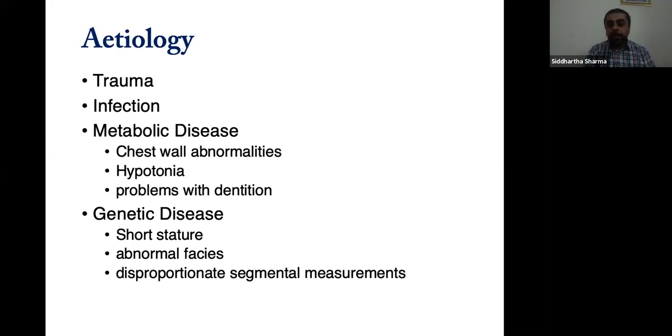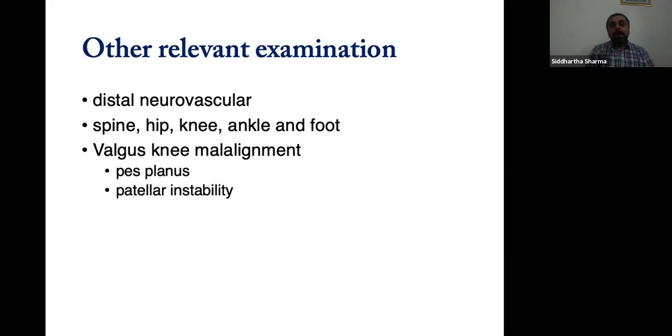So again, remember in your general physical examination to look for short stature, abnormal facies. Remember to have segmental length measurements, especially if you are dealing with a pediatric deformity case. And once you are done with this, like Dr. Ghani said, you have to wind up your examination by looking at the distal neurovascular status. Remember to examine the spine, hip, knee, ankle, foot quickly, because the deformity may be a part of a generalized disorder. And remember that knee deformities can be associated with foot deformities, hip, and vice versa.